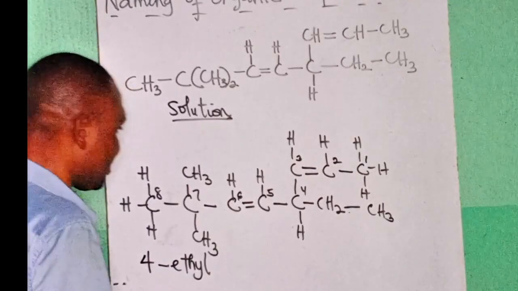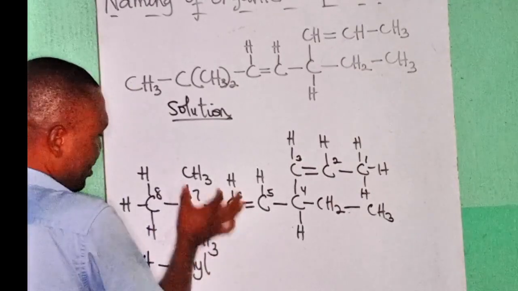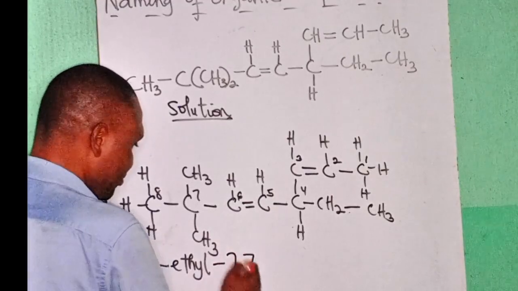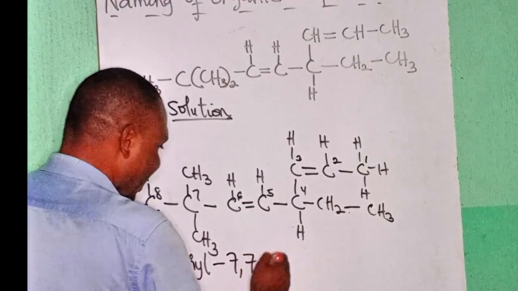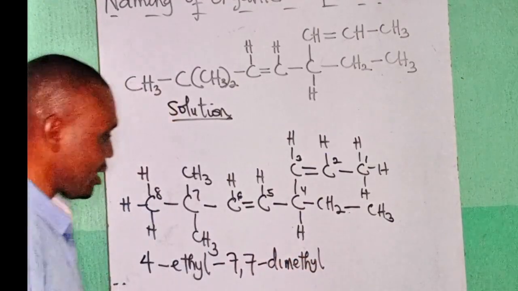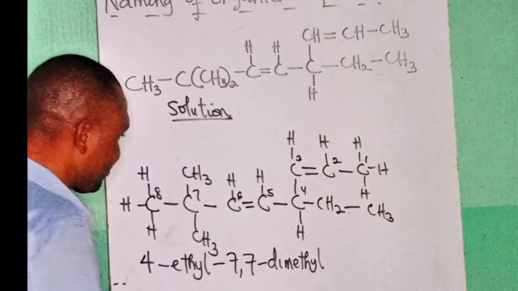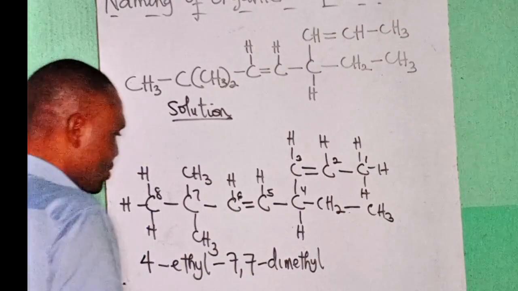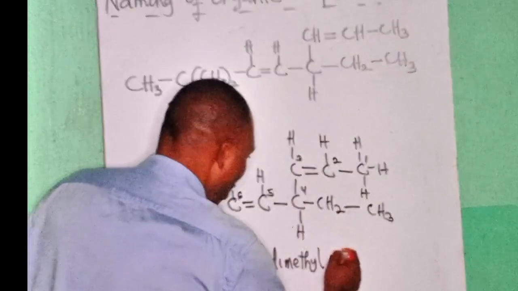4-ethyl. Now, this is methyl group. So it's going to be 7,7-dimethyl. Now I'm having 8 carbon atoms. So it's going to be what? Octa.